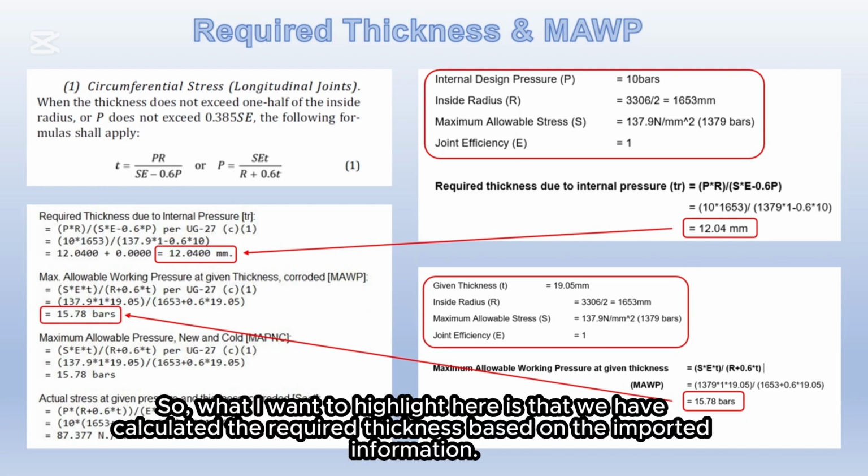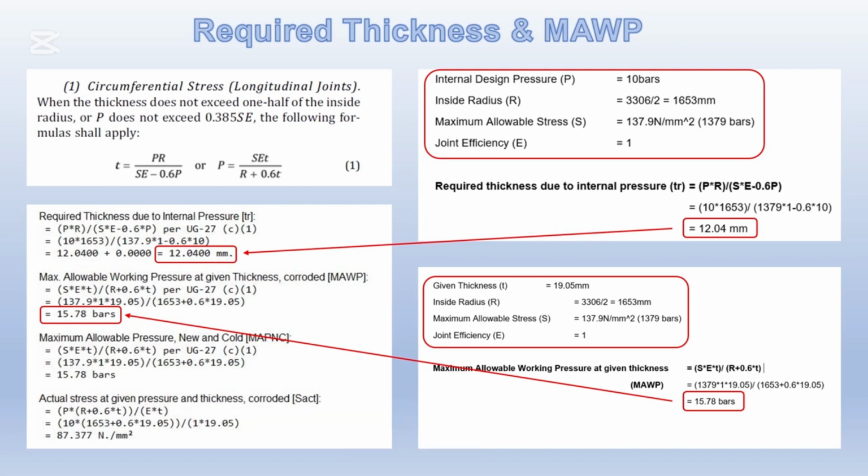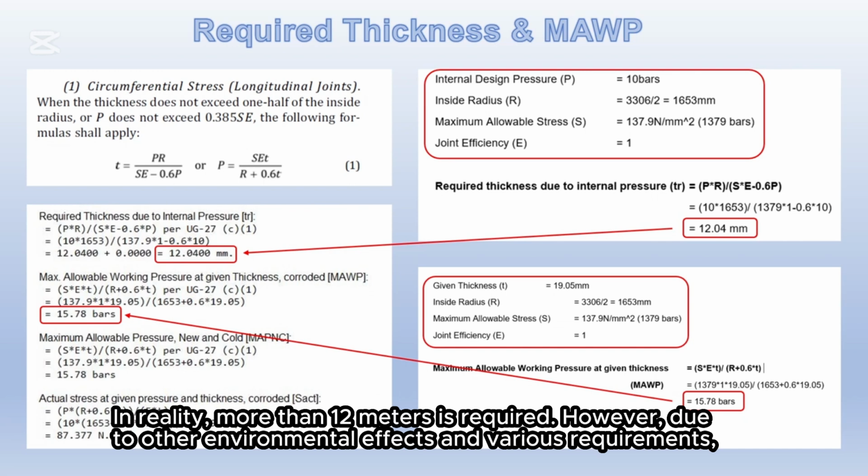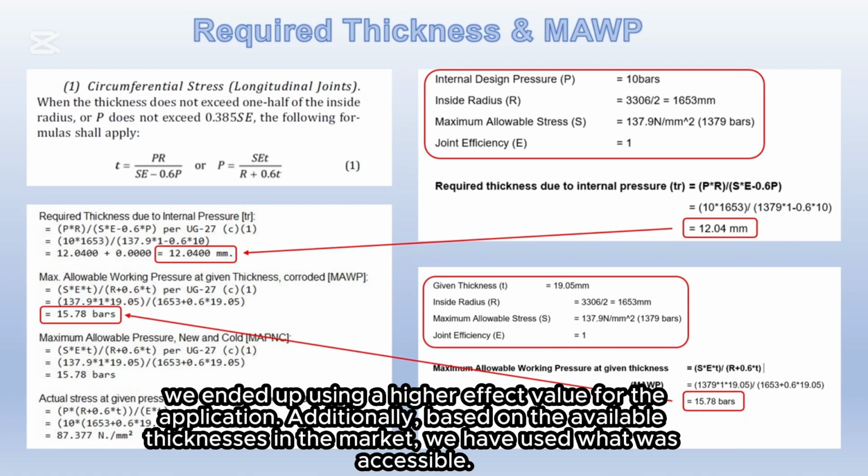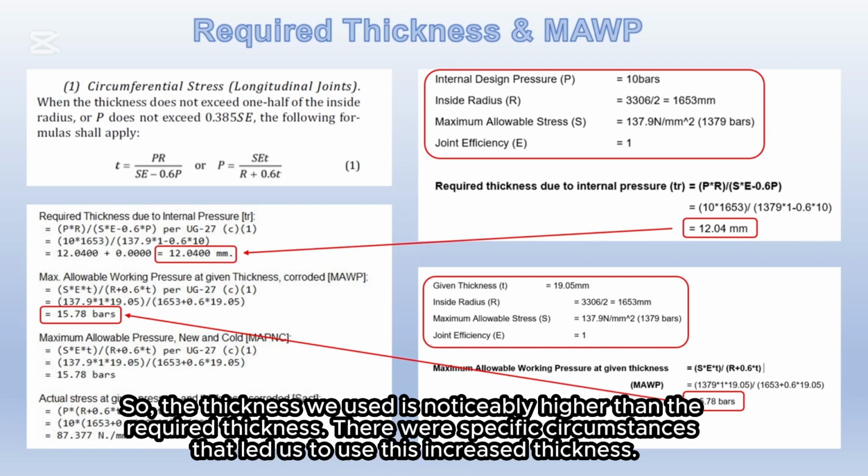What I want to highlight here is that we have calculated the required thickness based on the input information. In reality, more than 12 millimeters is required. However, due to other environmental effects and various requirements, we ended up using a higher value for the application. Additionally, based on the available thicknesses in the market, we have used what was accessible. So, the thickness we used is noticeably higher than the required thickness. There were specific circumstances that led us to use this increased thickness.